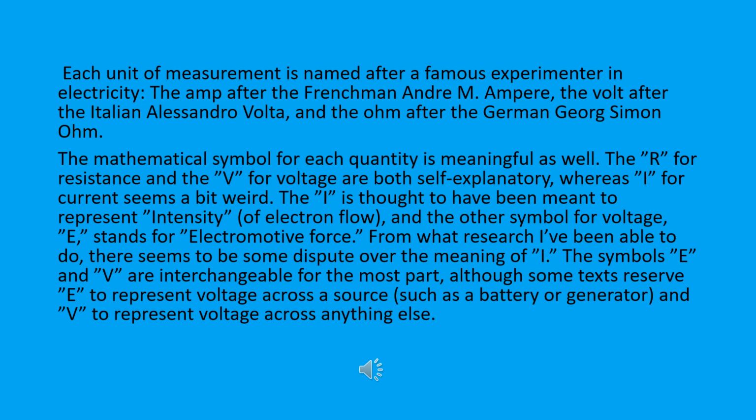The I is thought to have been meant to represent intensity of electron flow, and the other symbol for voltage, E, stands for electromotive force. From what research I've been able to do, there seems to be some dispute over the meaning of I. The symbols E and V are interchangeable for the most part, although some texts reserve E to represent voltage across a source, such as a battery or generator, and V to represent voltage across anything else.